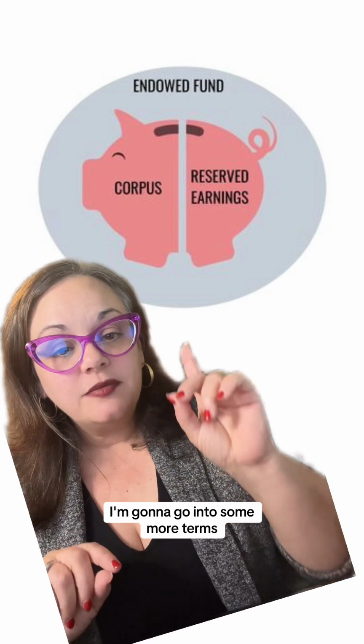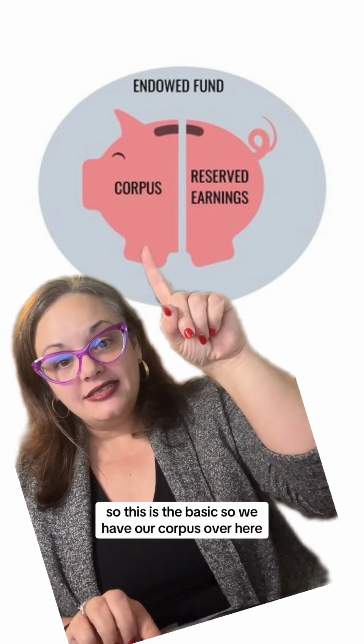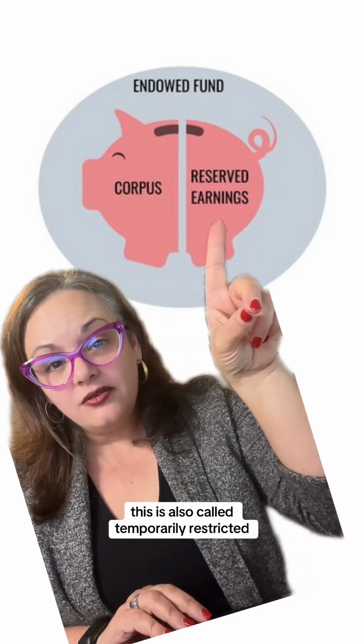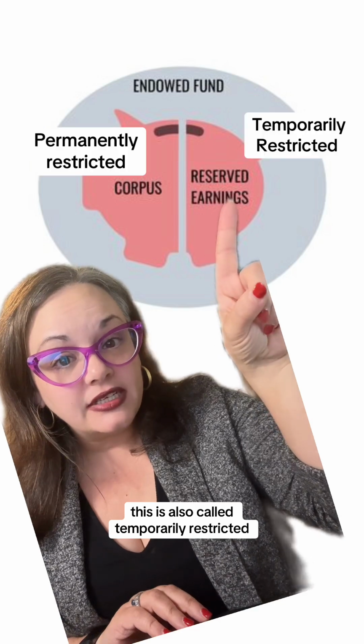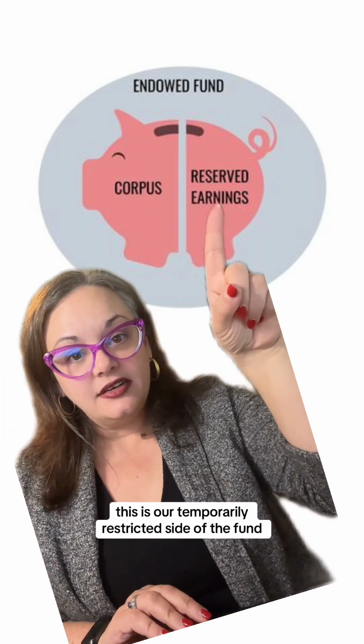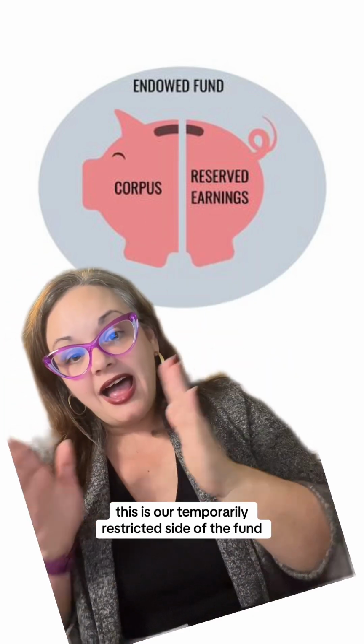So there's a little bit more to this. I'm going to go into some more terms, but this video is getting long, so this is the basics. We have our corpus over here, and we have our reserved earnings. This is also called temporarily restricted. So another word for corpus is permanently restricted. This is our temporarily restricted side of the fund.